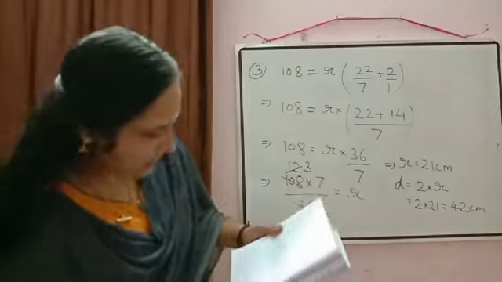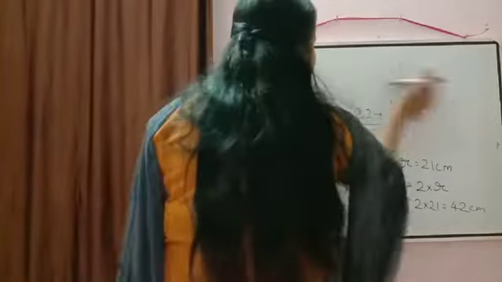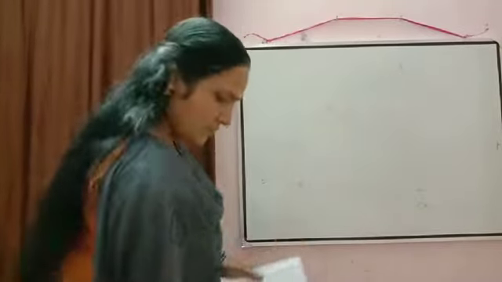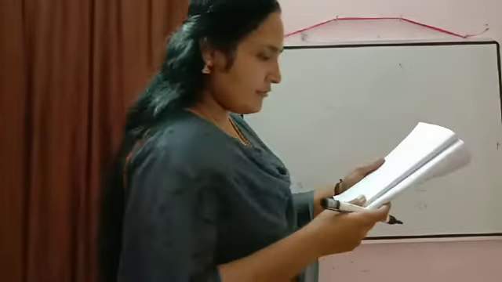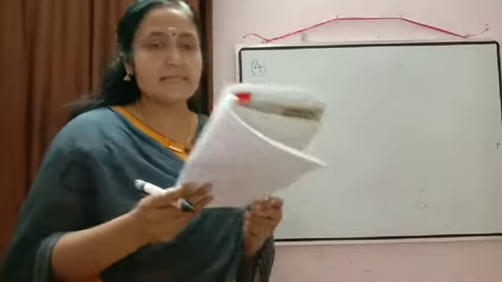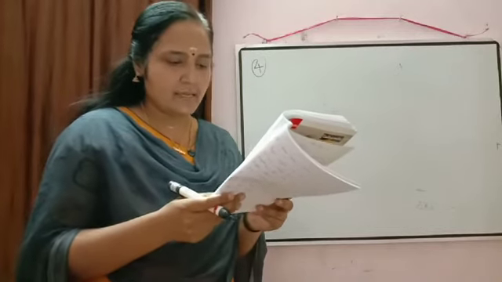Okay, now we'll check the next question. Question number 4; you can check, the questions are there with you. In question number 4 it is written: the radii of two circles are 12 centimeters and 8 centimeters.